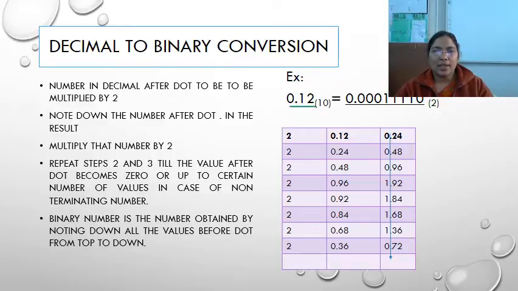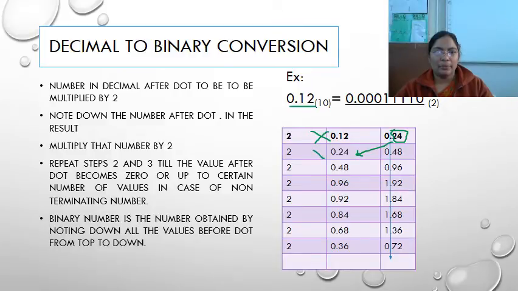Now let's see. 0.12 is a decimal number to be converted into binary. So what are we supposed to do? We have to multiply by 2. So 2 multiplied by 0.12, how much? 0.24. So the 0 before the dot, you leave it as it is, and whatever is obtained after the dot, you bring to the next level for further multiplication.